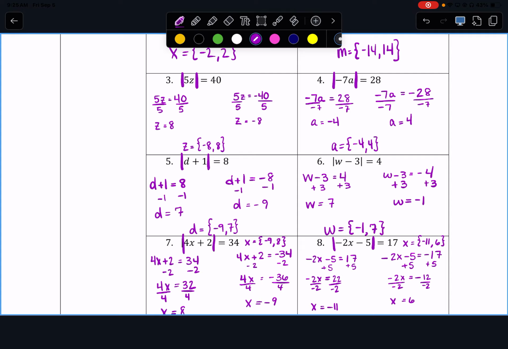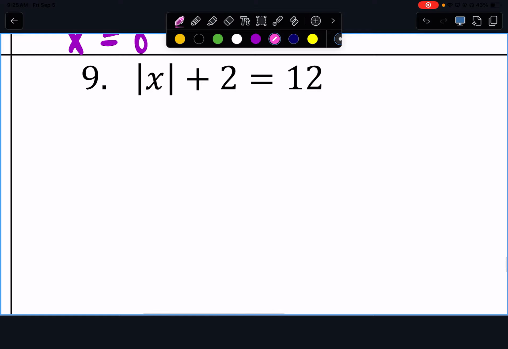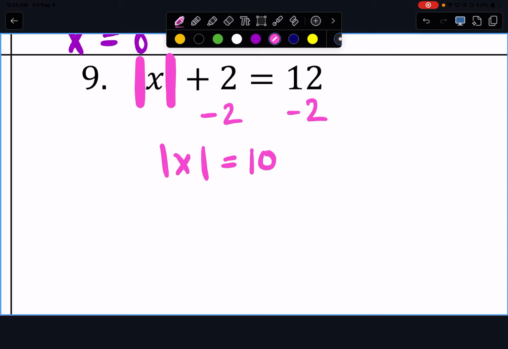So we're going to look at question 9. In question 9, we have the absolute value of x plus 2 equals 12. So is my absolute value of x by itself? No. How do I get it by itself? Remove the 2, so minus 2 on both sides. So we get the absolute value of x is equal to, what is 12 minus 2? 10. From here, it's just like what we just did. So it should be x equals 10 and x equals negative 2.